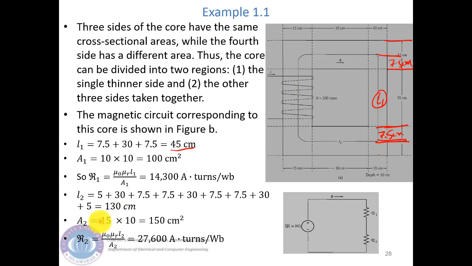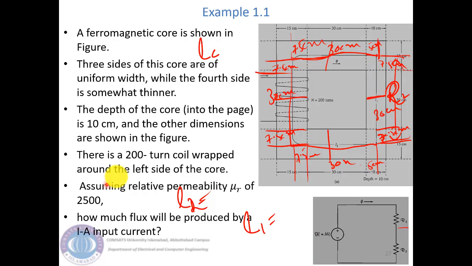So the area here will be, because its width is 15 centimeter and depth is 10 centimeter, 15 into 10 centimeter square, which is 150 centimeter square. So similarly R2 can be calculated here. So we can write it down like this as R1 and R2, and the flux is what we need to calculate, and this is the magnetomotive force. N is given as, I think, 200 turns.